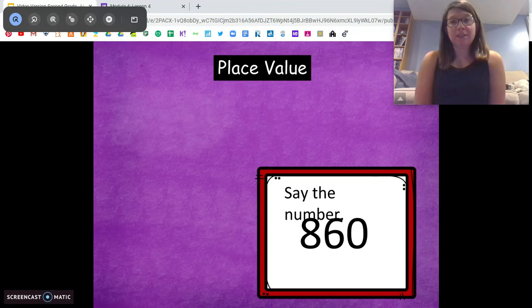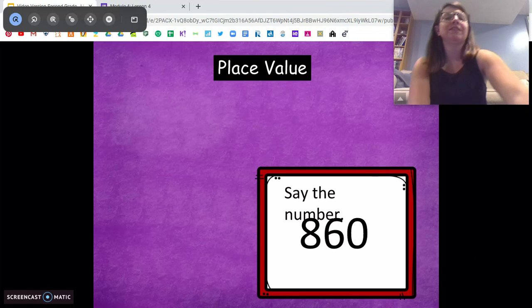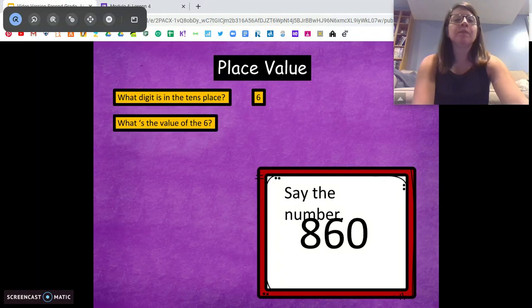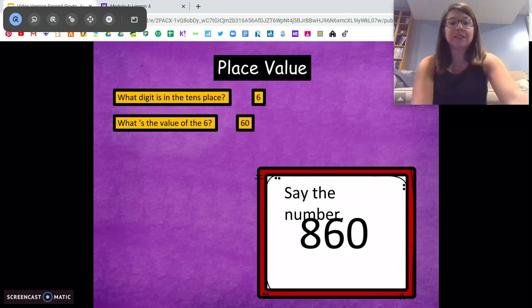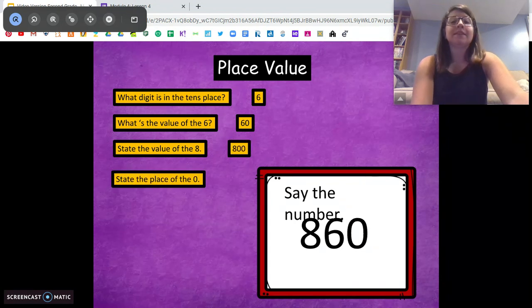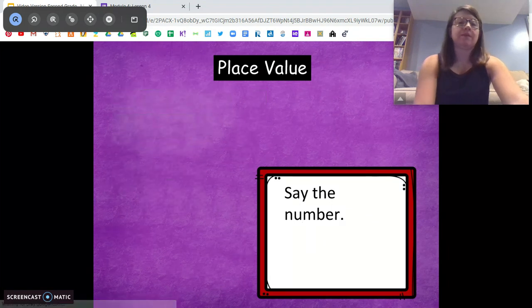All right, let's do another one. Woo! What number is this? Awesome. 860. You're doing great. What's the digit in the tens place? I read that wrong. 6. Good. What's the value of the 6? 60. Very good. State the value of the 8. 800. And state the place of the 0. The 1's place. Very good.